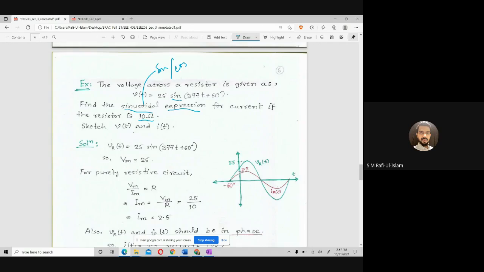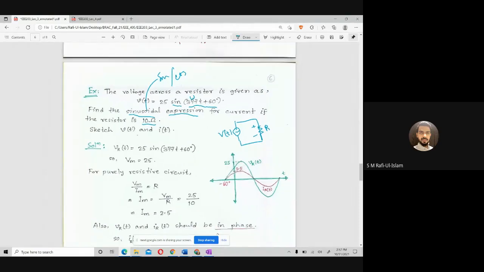So if this is the case, we have a circuit with V of t connected to a resistor. If you remember from last week, for the resistive circuit, current doesn't lag or lead; they will be in phase, meaning the phase doesn't change. Right now the initial phase is: omega is 377, t plus 60 degrees. So current will have the same phase. Then what does change? The only thing that changes is the magnitude. So what is the formula for magnitude?